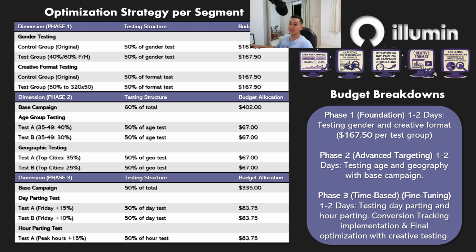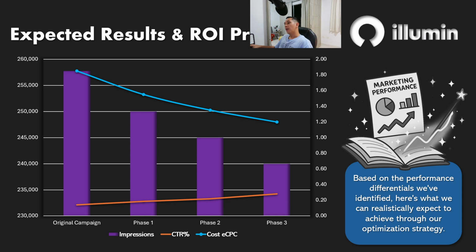Good. So now let's examine the projected results from this implementation. Based on all of these performance differentials and after I've identified all of these insights on each segment, here's what we can realistically expect through our optimization strategy. As you can see here on the purple bars, while impressions are projected to decrease slightly, the click-through rate, or CTR, will steadily increase.